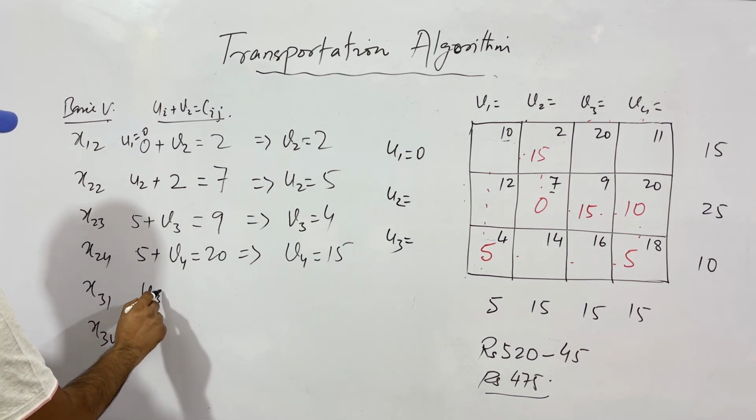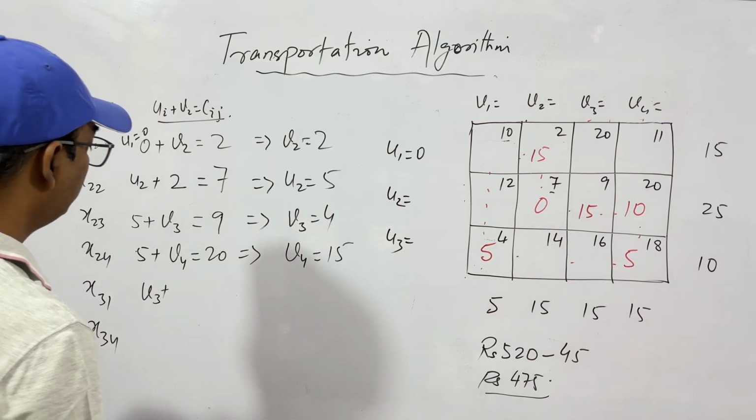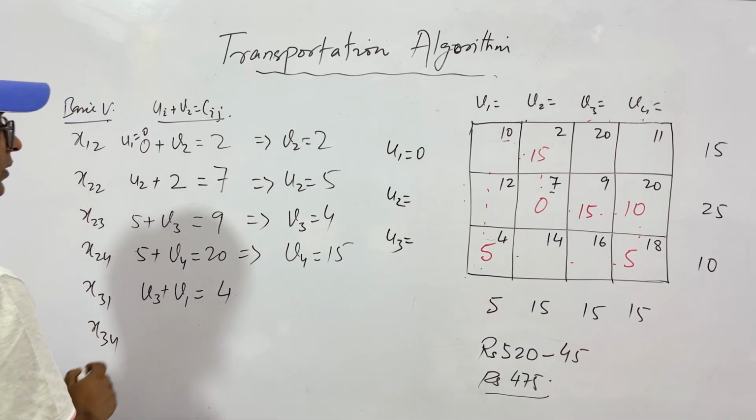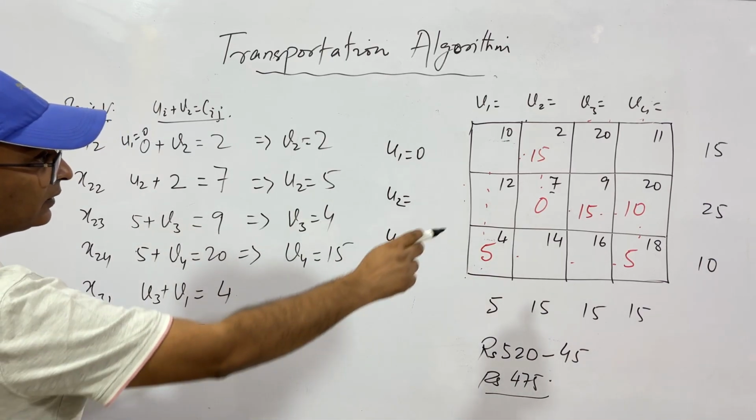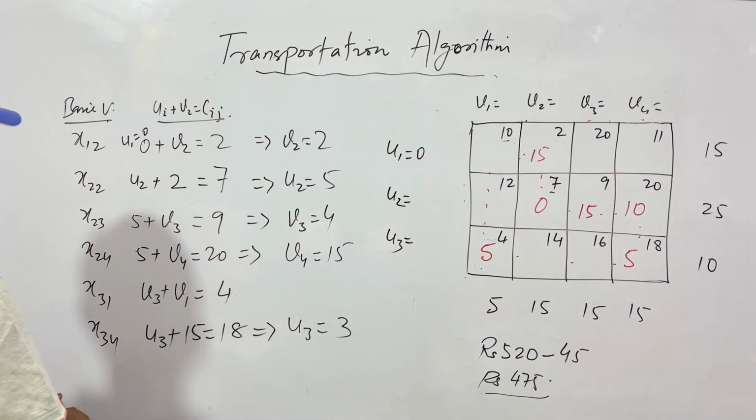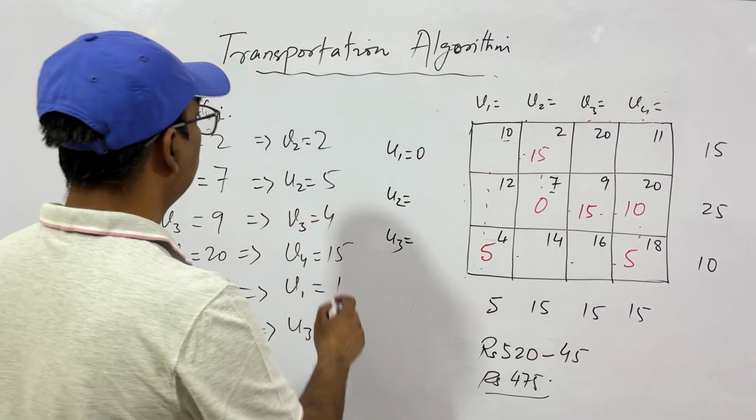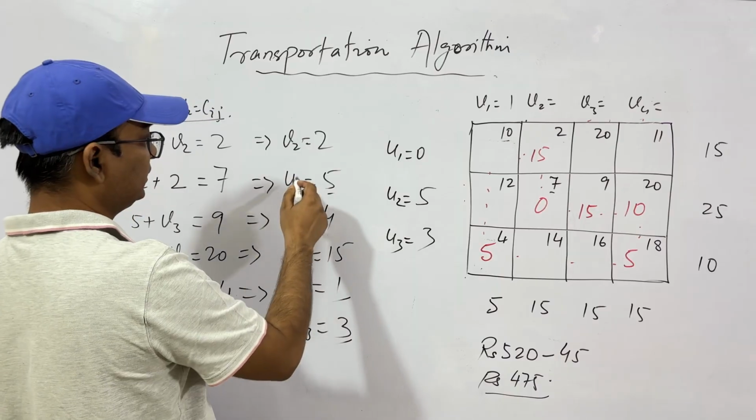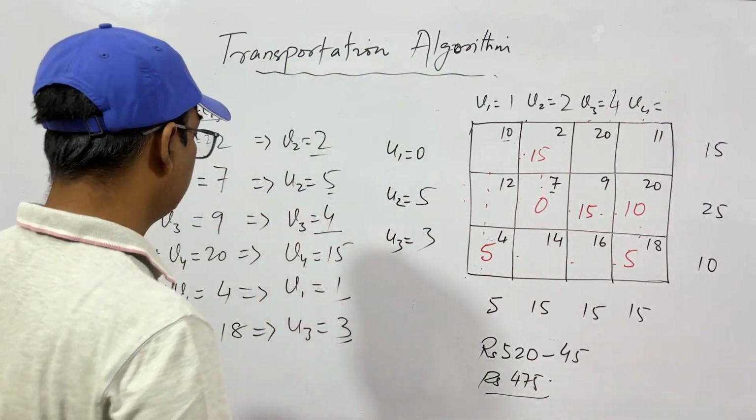Then u3 plus v1. Where is v1? We don't have the value of v1 up till now. See, okay, let it be u3 plus v1 equal to 4. Let's see, we don't have any of the two values. Let's see if we get the value of u3 from here. This will be u3 plus v4. We have the value v4, 15. That is equal to 34, say x34, it is 18. So from here what we get? u3 is equal to 18 minus 15, that is 3. So here we can write the value of u3, that is 3. So our v1 is 4 minus 3, 1. So we have got the values. u1 is 0, u2 is 5, u3 is 3, v1 is 1, v2 is 2, v3 is 4 and v4 is 15.